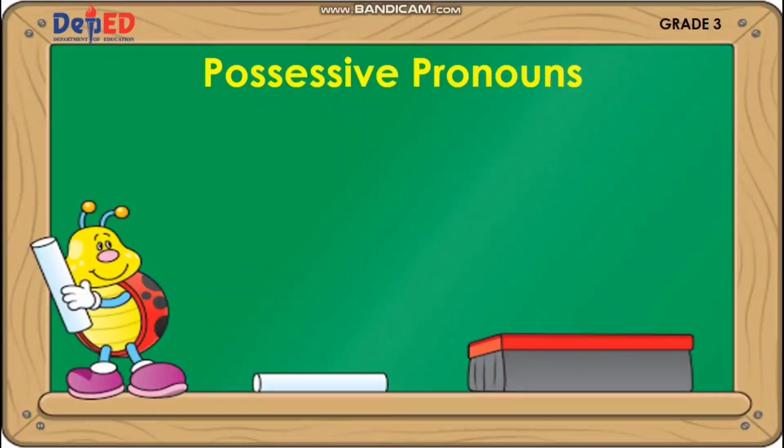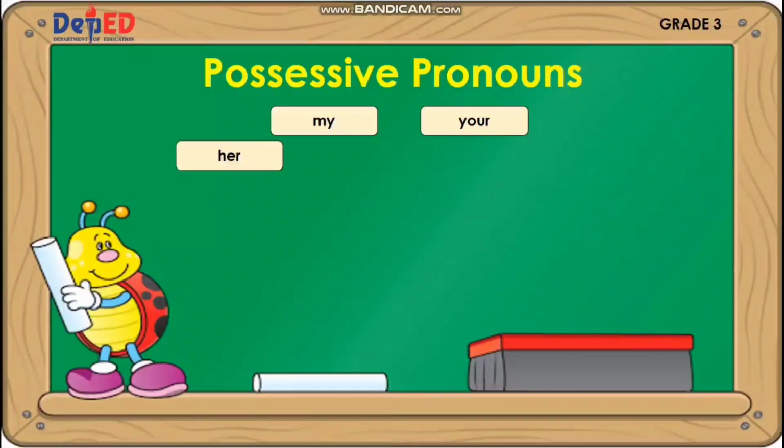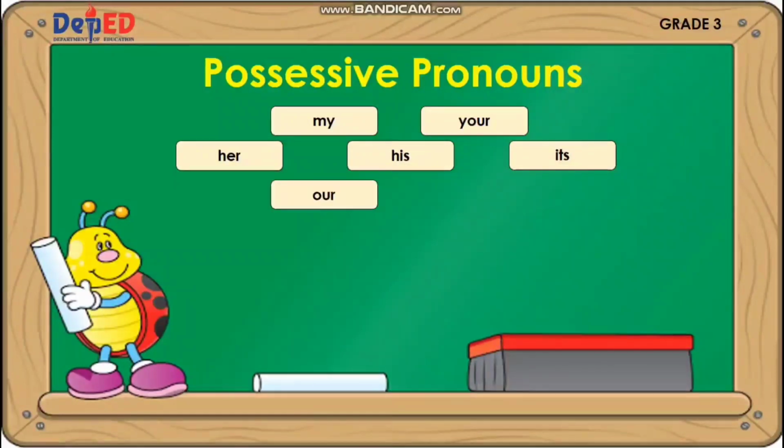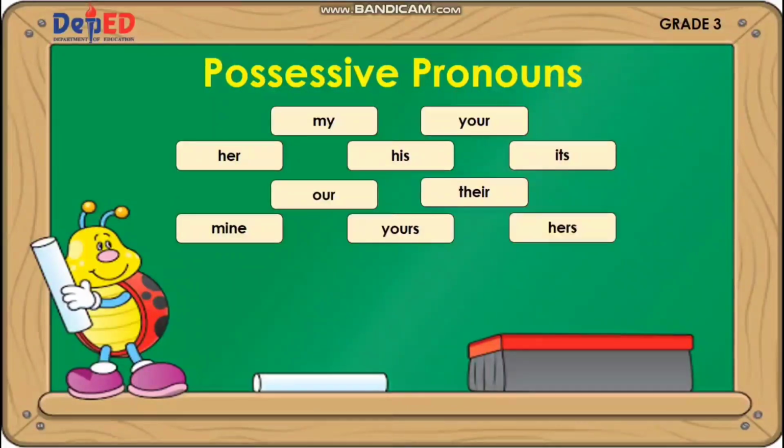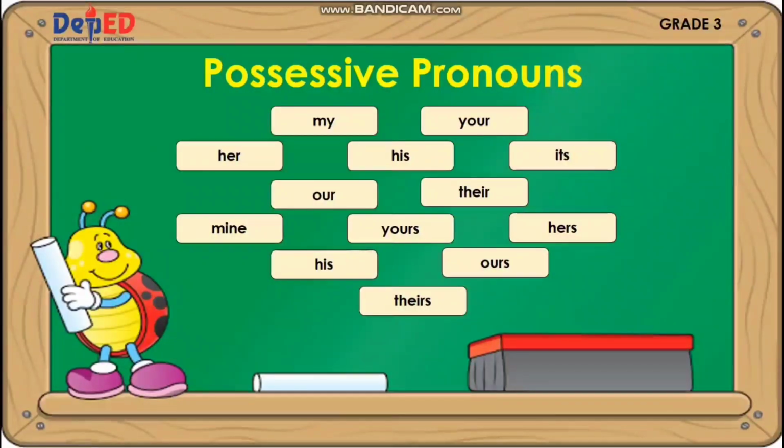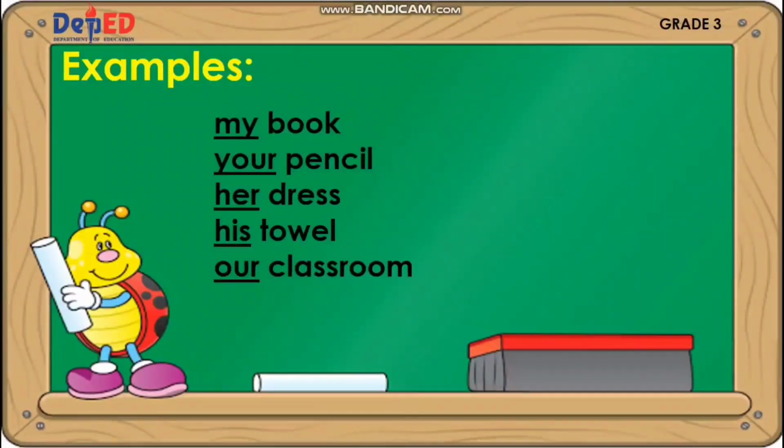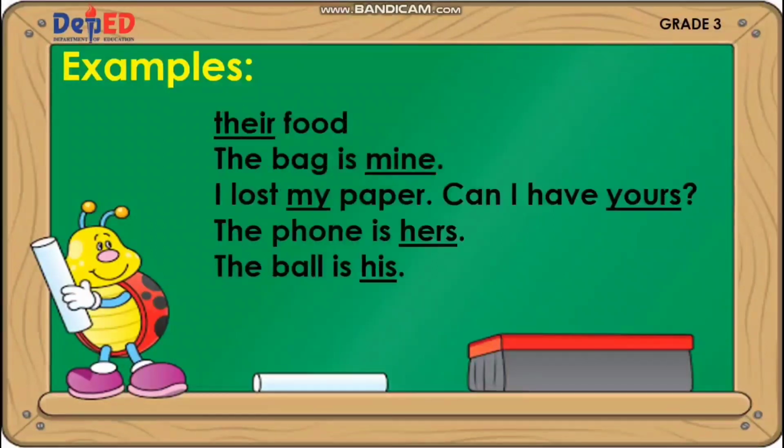These are examples of possessive pronouns: my, your, her, his, its, our, their, mine, yours, hers, his, ours, and theirs. Like for example, my book, your pencil, her dress, his towel, our classroom. The underlined words are examples of possessive pronouns.